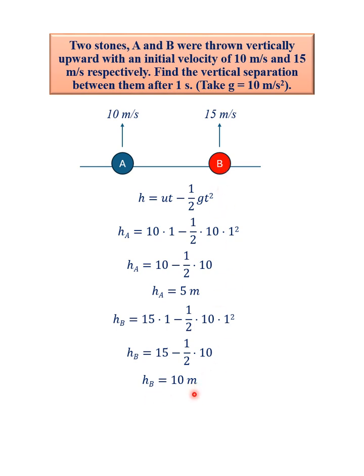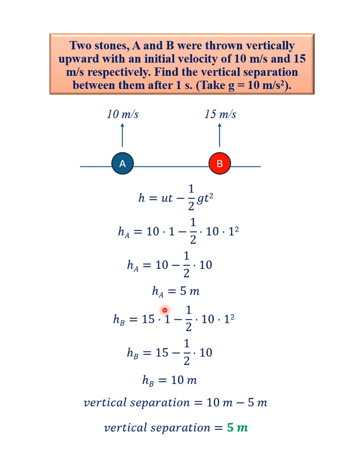So the separating distance will just be the difference, which gives us vertical separation to be 10 meters minus 5 meters. That gives us the answer to be 5 meters. So the two stones will be 5 meters apart after 1 second, with the stone B being at a higher point than the stone A.